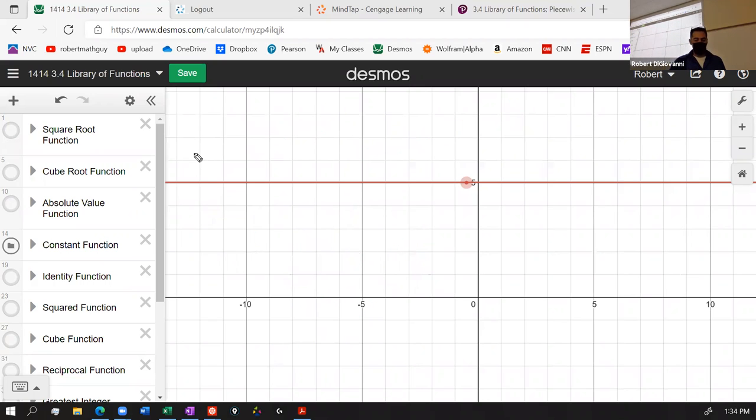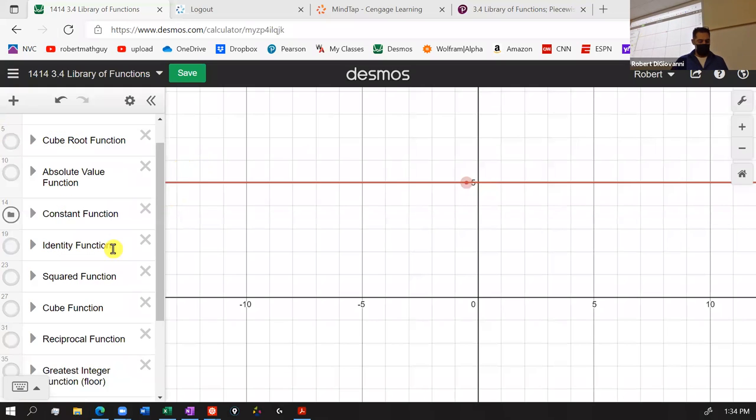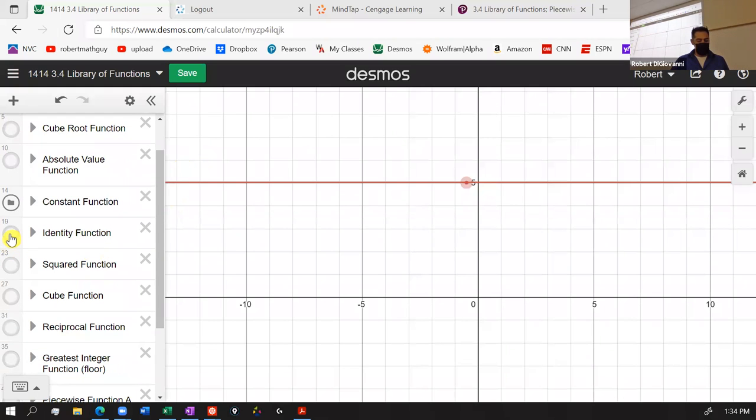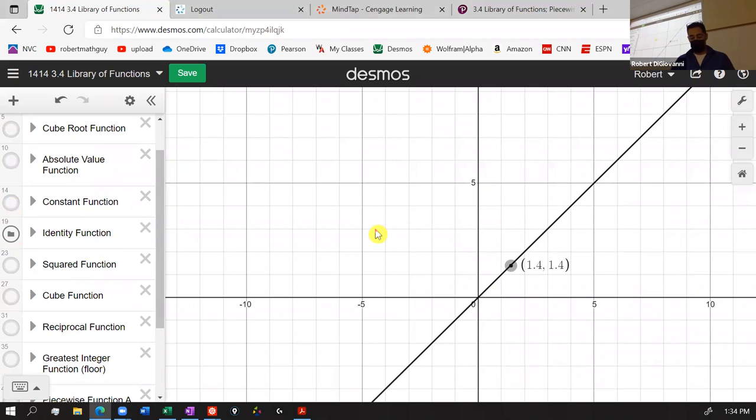All right, the next function. Now these are gonna start to get interesting. There's gonna be some weird functions coming up here. All right, the next one is the identity function. Very important function in math. F of x equals x. This is called the identity function.